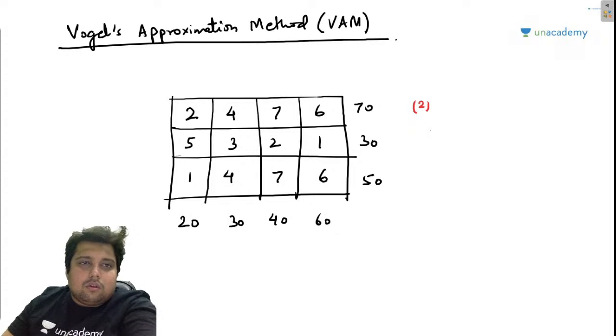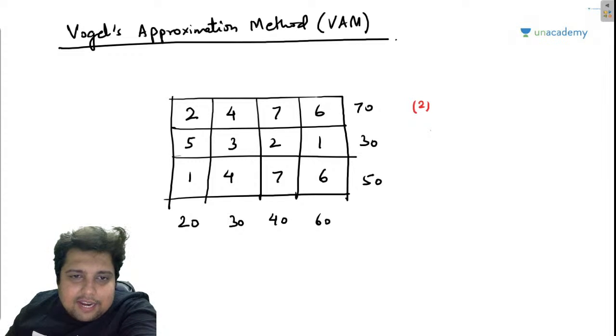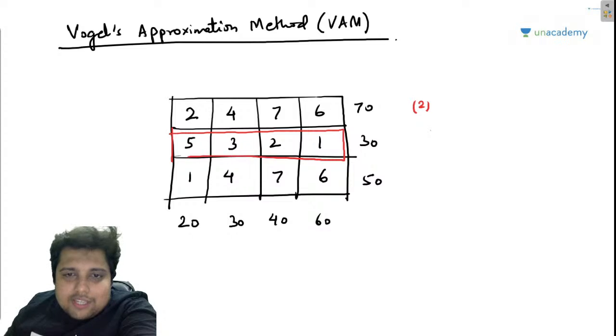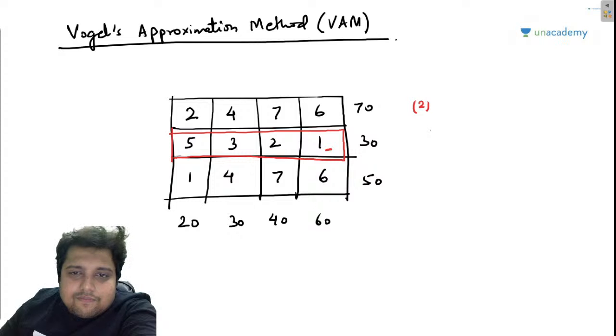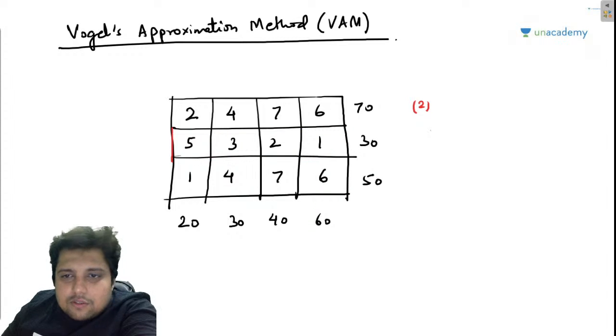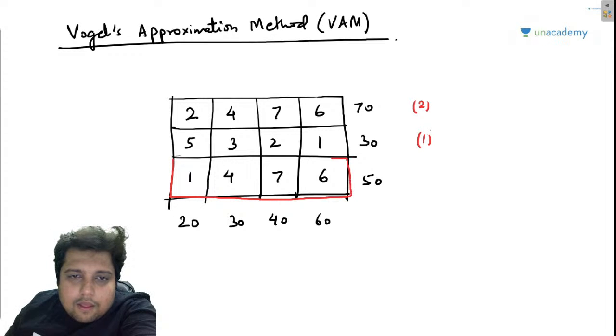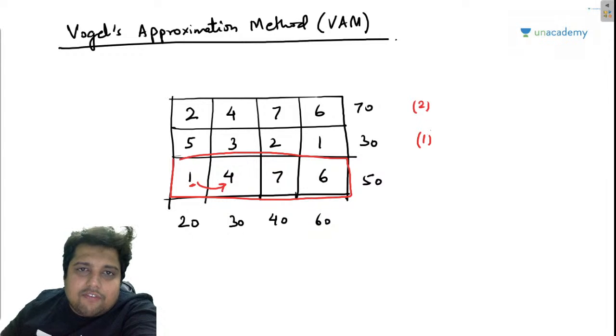Now, similarly, do it for the second row. In the second row, the minimum is 1, just more than 1 is 2. Their difference is 1. In the next row again, the minimum is 1, just more than 1 is 4. So their difference is 3. So I will write 3 here.